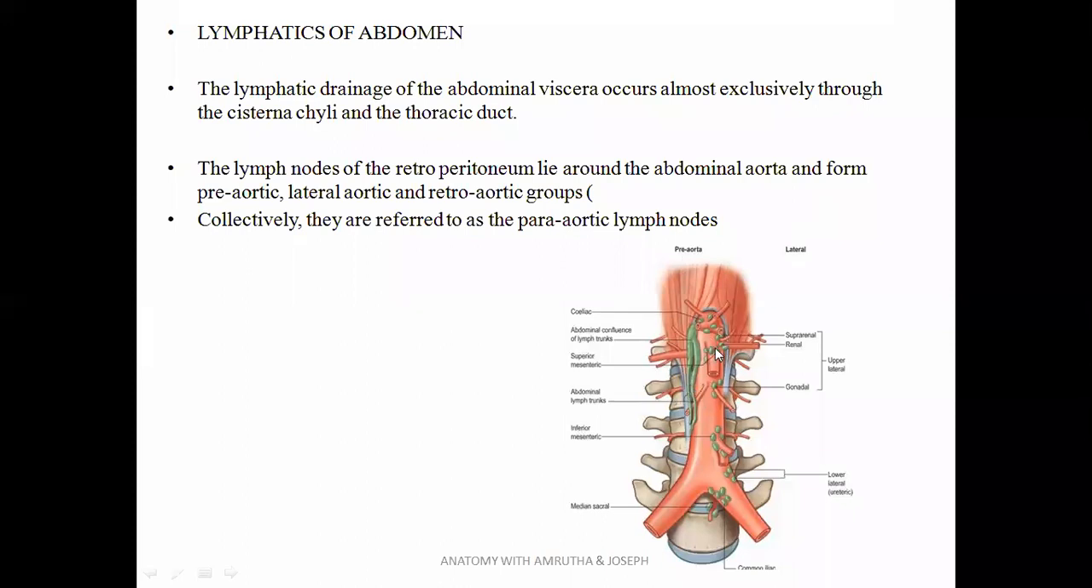So these retroperitoneal lymph nodes can be divided into some groups, which are pre-aortic, lateral aortic, and retro-aortic groups. Pre-aortic, they are seen in front of the aorta. Lateral aortic group of lymph nodes, they are seen on either side of the aorta. And retro-aortic group of lymph nodes, they are seen behind the aorta. So collectively, all of them together are called para-aortic lymph nodes. Para means near. So nearby the aorta, there are groups of lymph nodes which can be divided into pre, lateral, and retro-aortic groups.